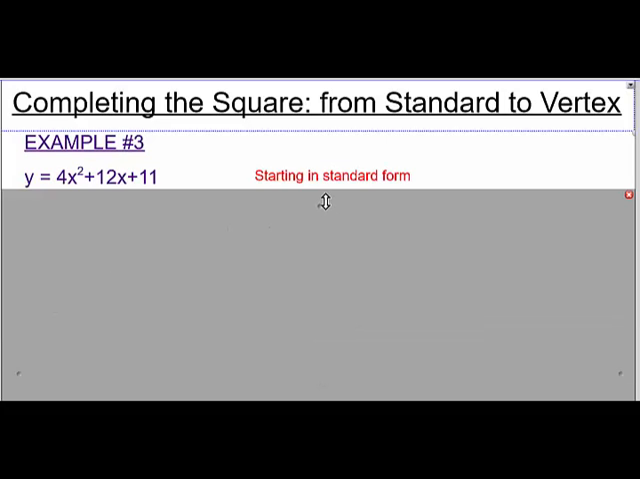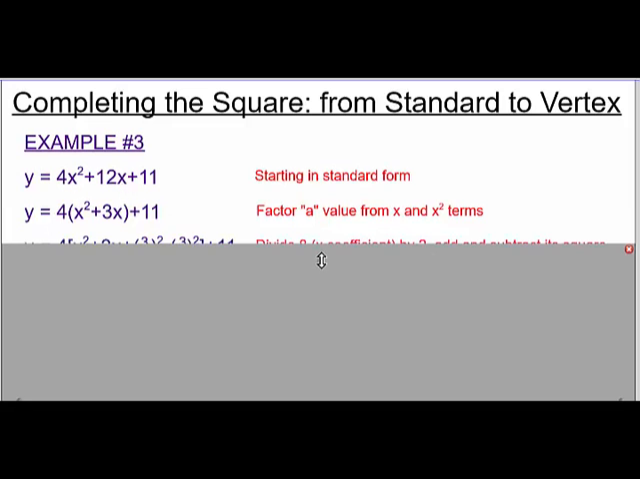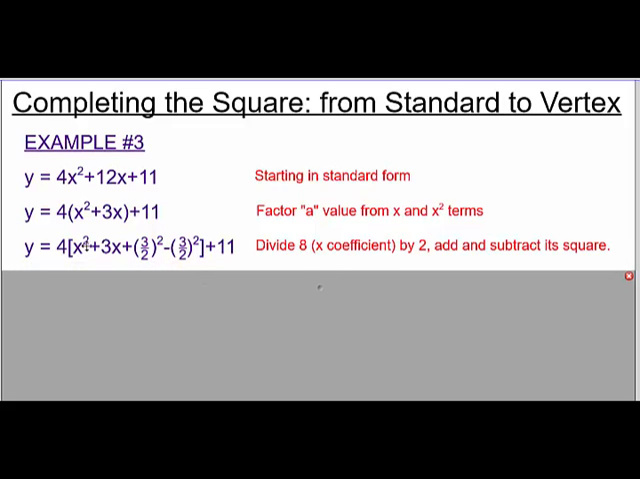I'm going to go through one more and then just kind of show one last little thing. So sometimes it doesn't work out quite as nicely as the previous ones did. Here I have a 4x squared plus 12x, factor out the 4. That all looks good.